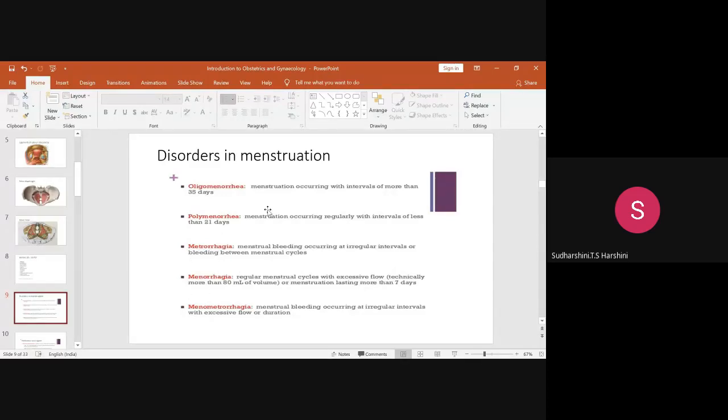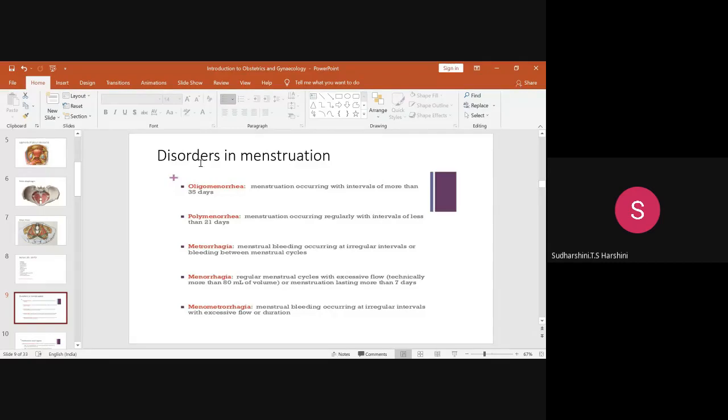Now menorrhagia. We have seen only metrorrhagia till now. Menorrhagia also means regular cycles, but the flow will be more, or it will last for more than 7 days. How can you confirm that she's having more flow? You can ask how many pads she's changing per day, and whether it's associated with clots. So she'll have regular cycles, but there is more flow, or it lasts longer, more than 7 days. That is called menorrhagia.